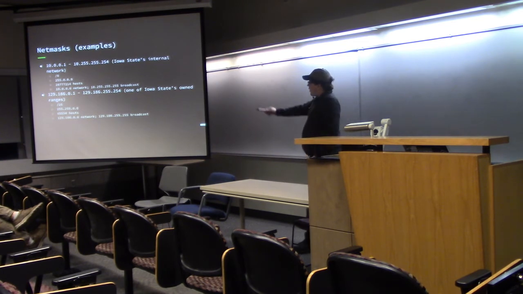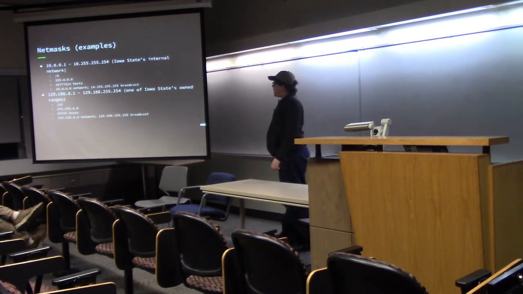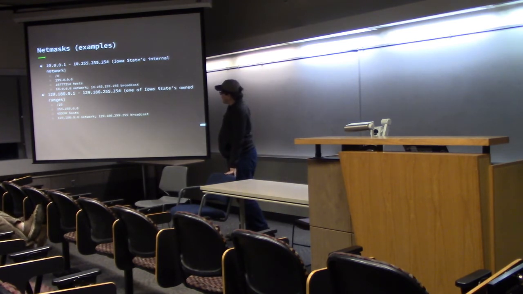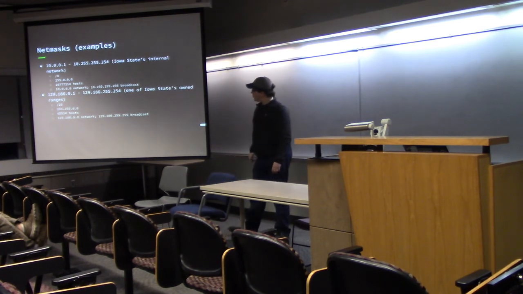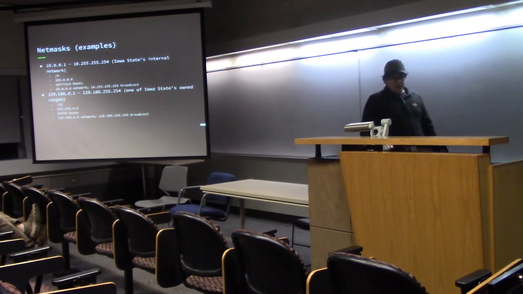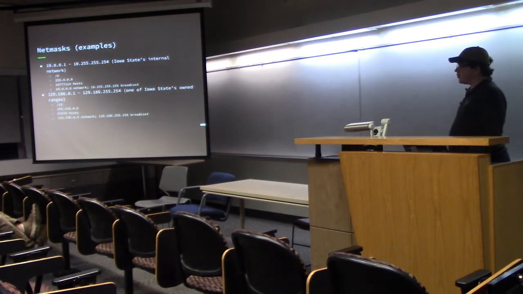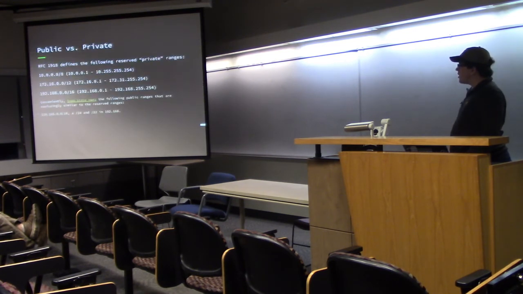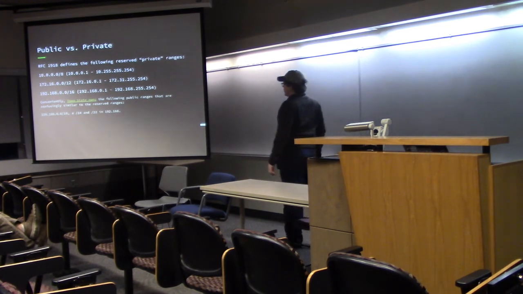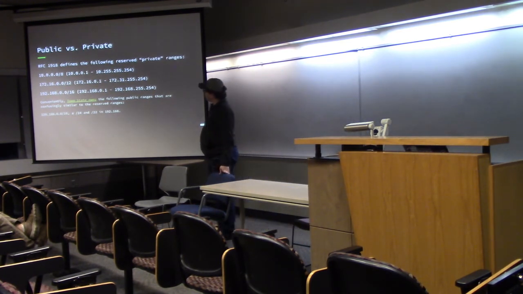Then here's one of Iowa State's publicly owned ranges, 129.186.0.1 through 255.254. That's a /16 with 65,000 hosts. We'll get to that in a slide or two, but that does look strikingly similar to a pretty standard issue private network range for internal networks. Iowa State owns one of the most annoyingly confusing sets of octets that we could possibly get.